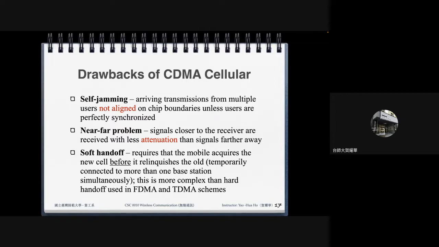Then you have the soft handoff issue. Soft handoff in CDMA requires the mobile device to acquire the new cell before it disconnects the old one, which means you need to connect to more than one base station at a time during the handoff. You might connect to two base stations at the same time. This is much more complex compared to the FDMA or TDMA schemes, because CDMA needs to exchange all this information.